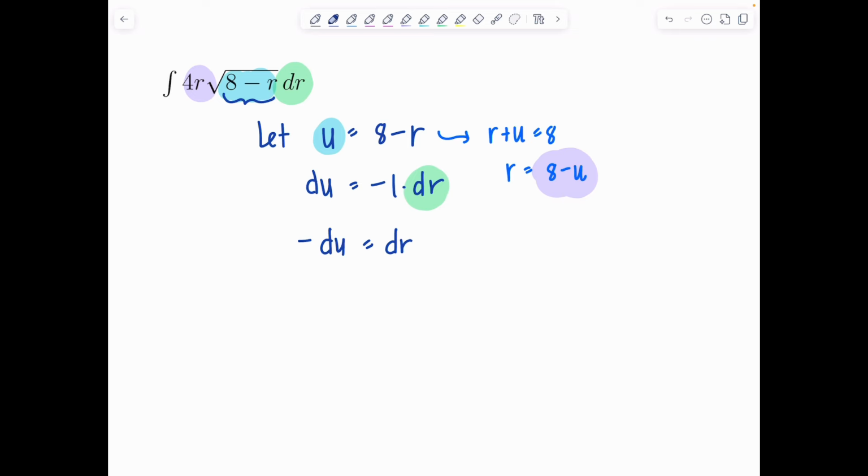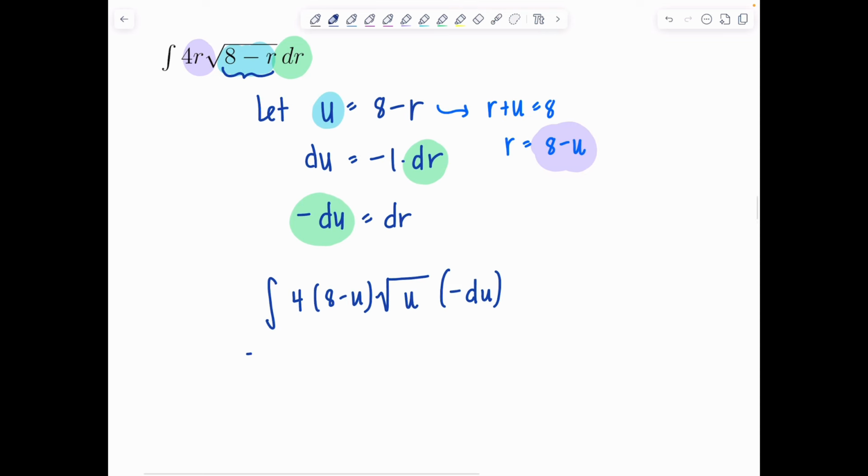Okay, so watch. So now we have the integral of 4. Instead of r, I'm going to write 8 minus u. Then the square root, not of 8 minus r, but the square root of u. And then lastly, dr. dr is negative du. But it's being multiplied, so that looks super weird. Take that negative, take the 4 outside. So negative 4 times the integral of 8 minus u. Instead of the square root of u, I'm going to write it as u to the 1/2 du.